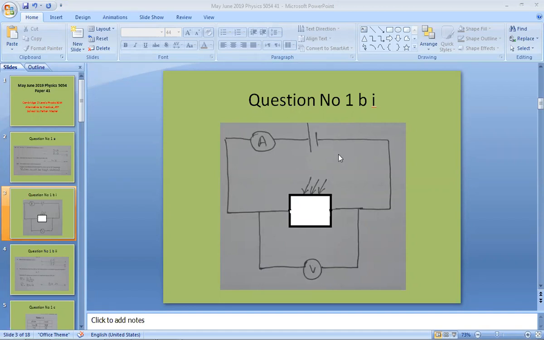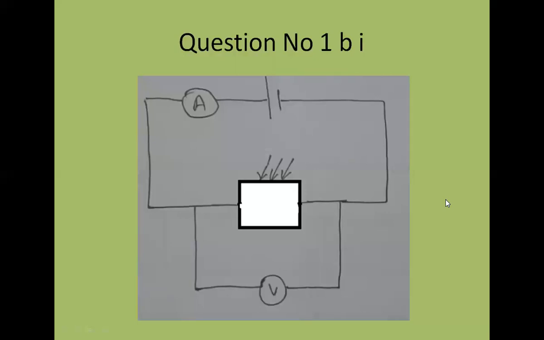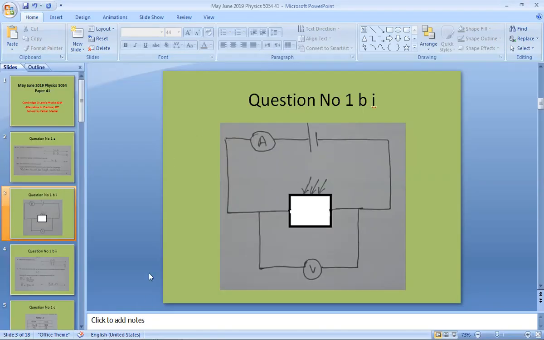So this is how you represent this on the circuit diagram. I hope that you can understand. This is the cell, this is the ammeter, this is the LDR, this is the voltmeter.